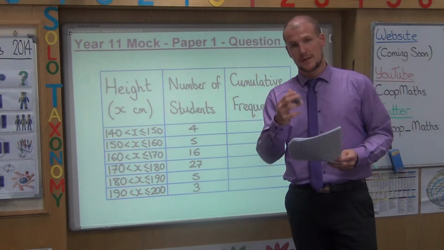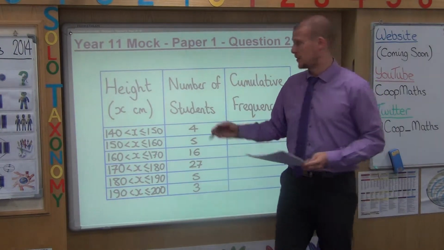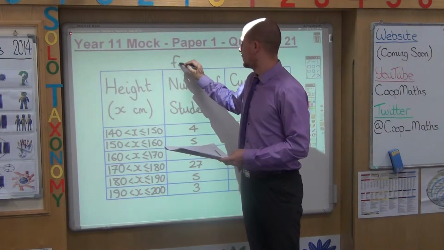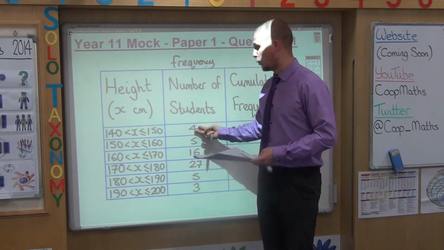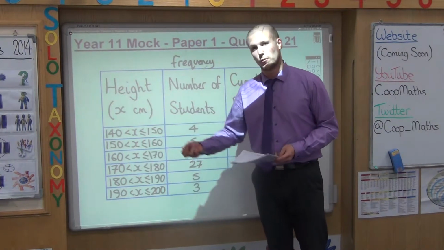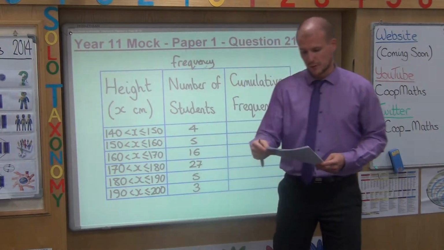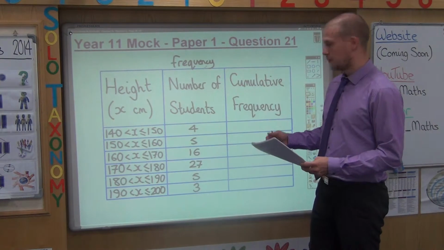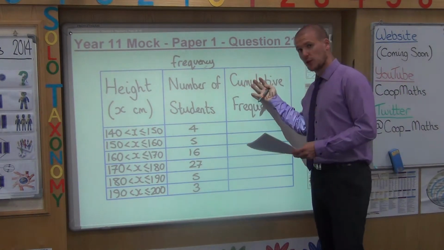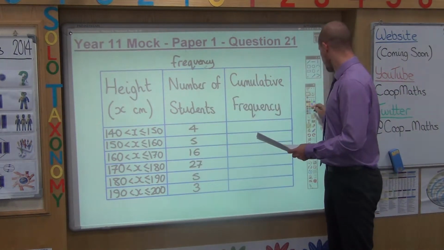That's because the table that it's given you is a frequency table. This number of students column, they could have just put frequency, because there are 4 students that lie between 140 and 150, 5 students that lie between 150 and 160, and so on. It's just how many, just frequency. So before I even look at the graph, I need to find the cumulative frequency for this table.